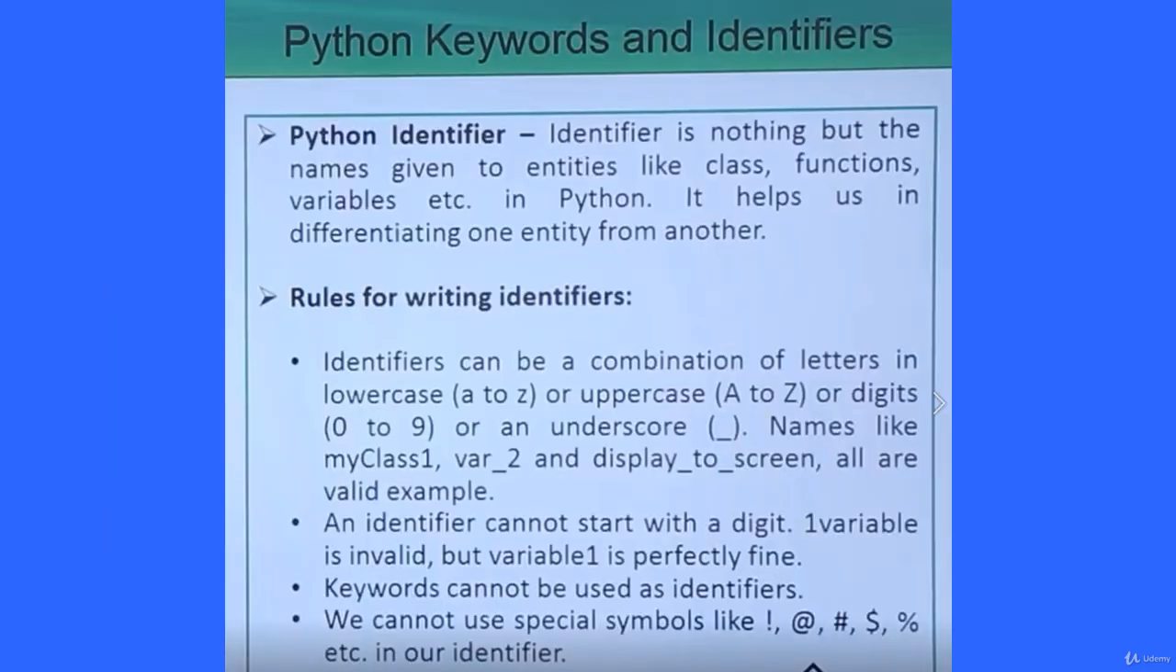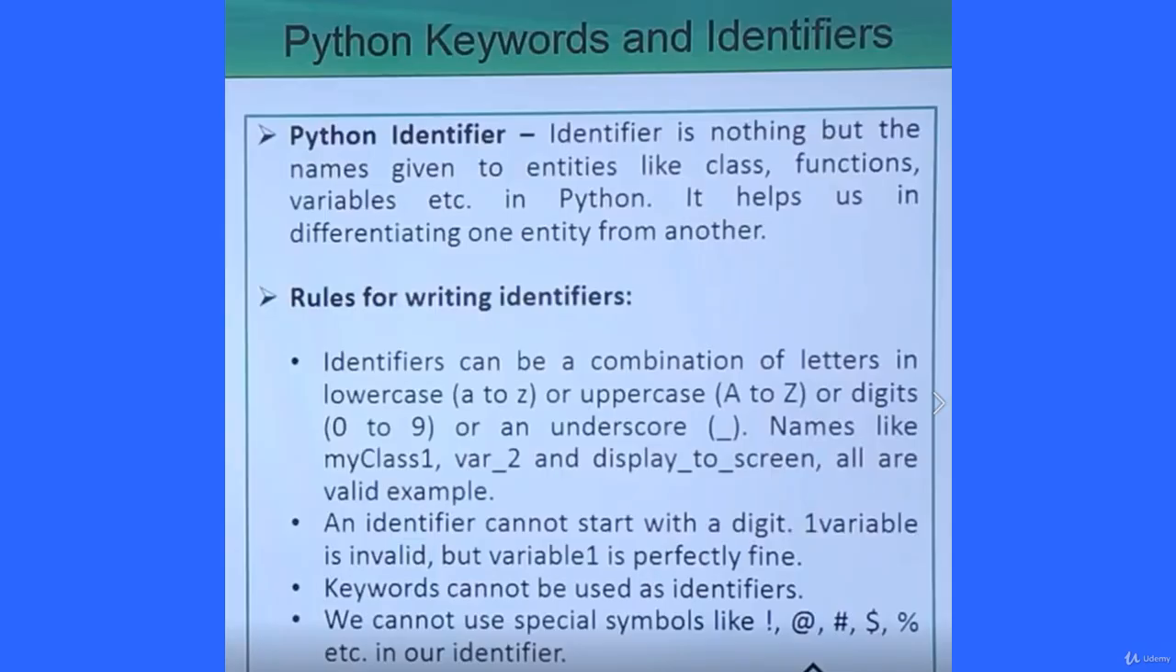Let us discuss Python identifiers. Python identifiers are nothing but the names given to entities like classes, functions, variables, etc. That's why they are known as identifiers, and they are used to name a class, a variable, or a function. In Python, it helps us differentiate one entity from another. So all the function names should be distinct, and all the variable names should be distinct.